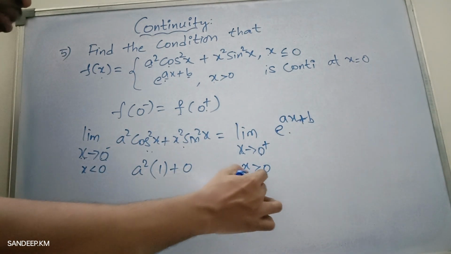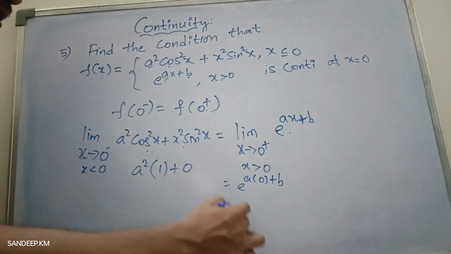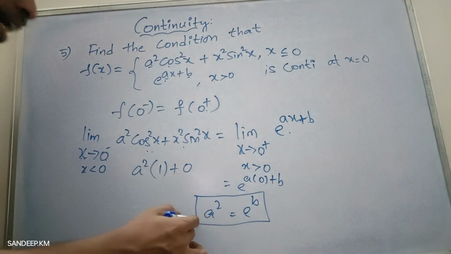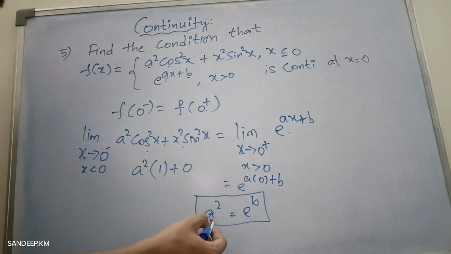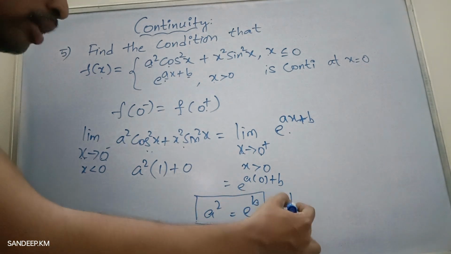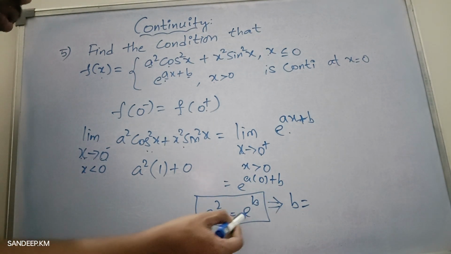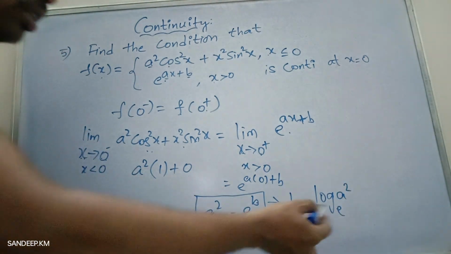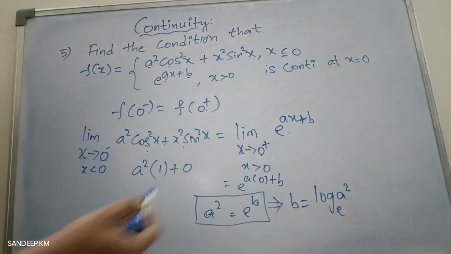e power a into 0 plus b, correct or not? So you will get, dear students, a square is equal to e power b. So this is the condition. In case you want the answer in terms of logarithms, I can convert this exponential form into logarithmic form. When you convert, what happens? You will get b, the power, is equal to log of a square with base e. This is the condition: b is equal to log of a square with base e. This is the required condition.